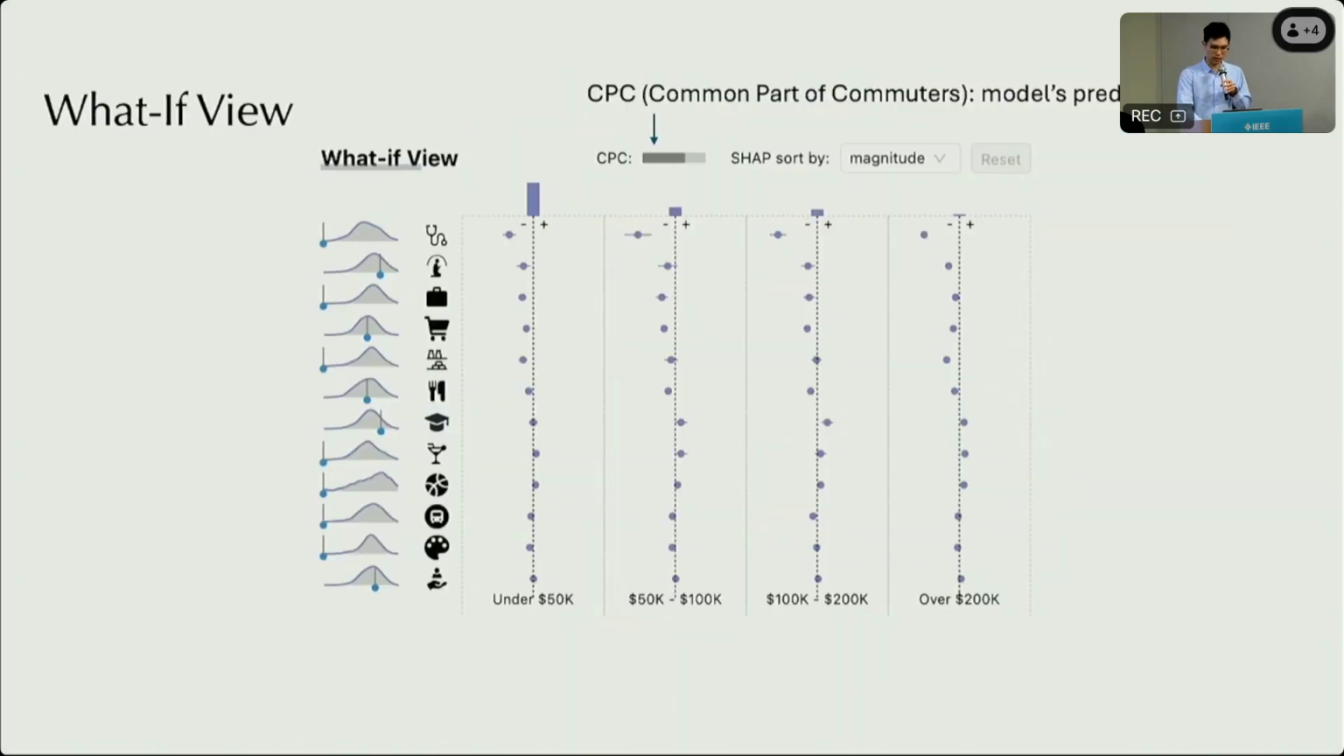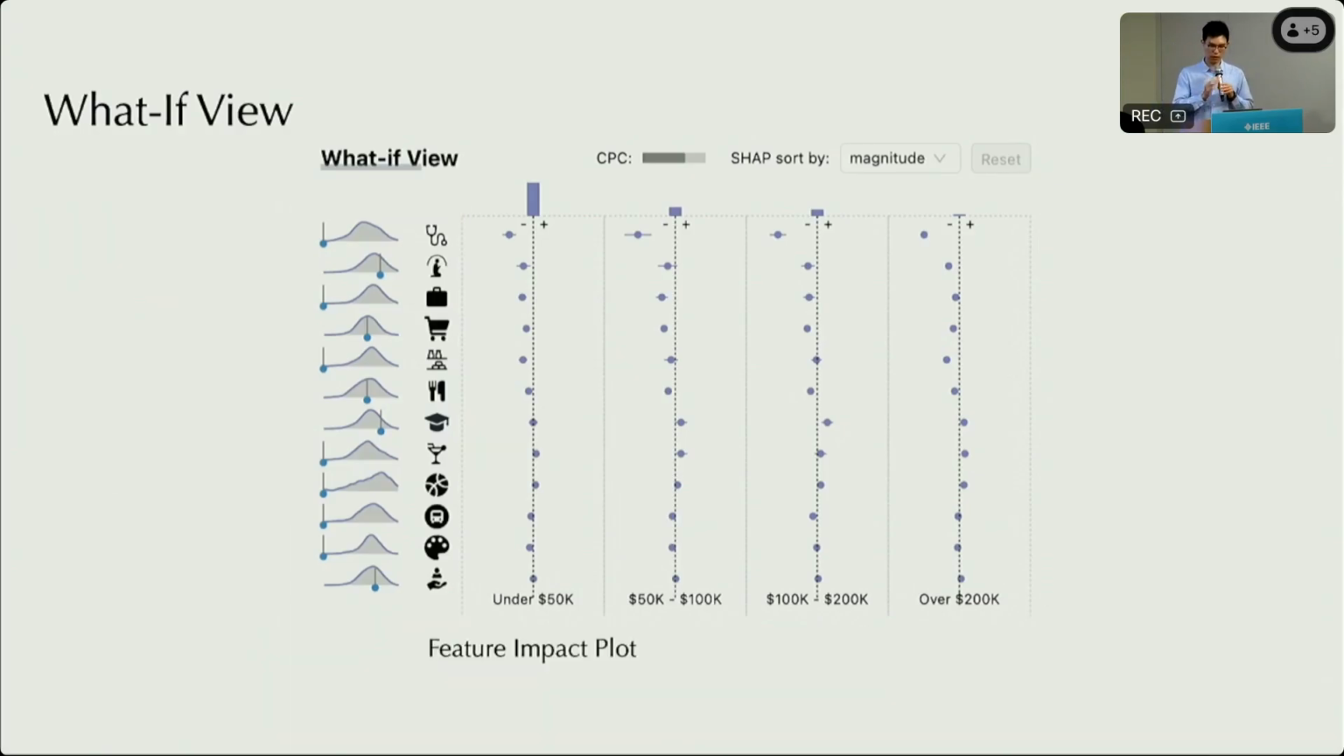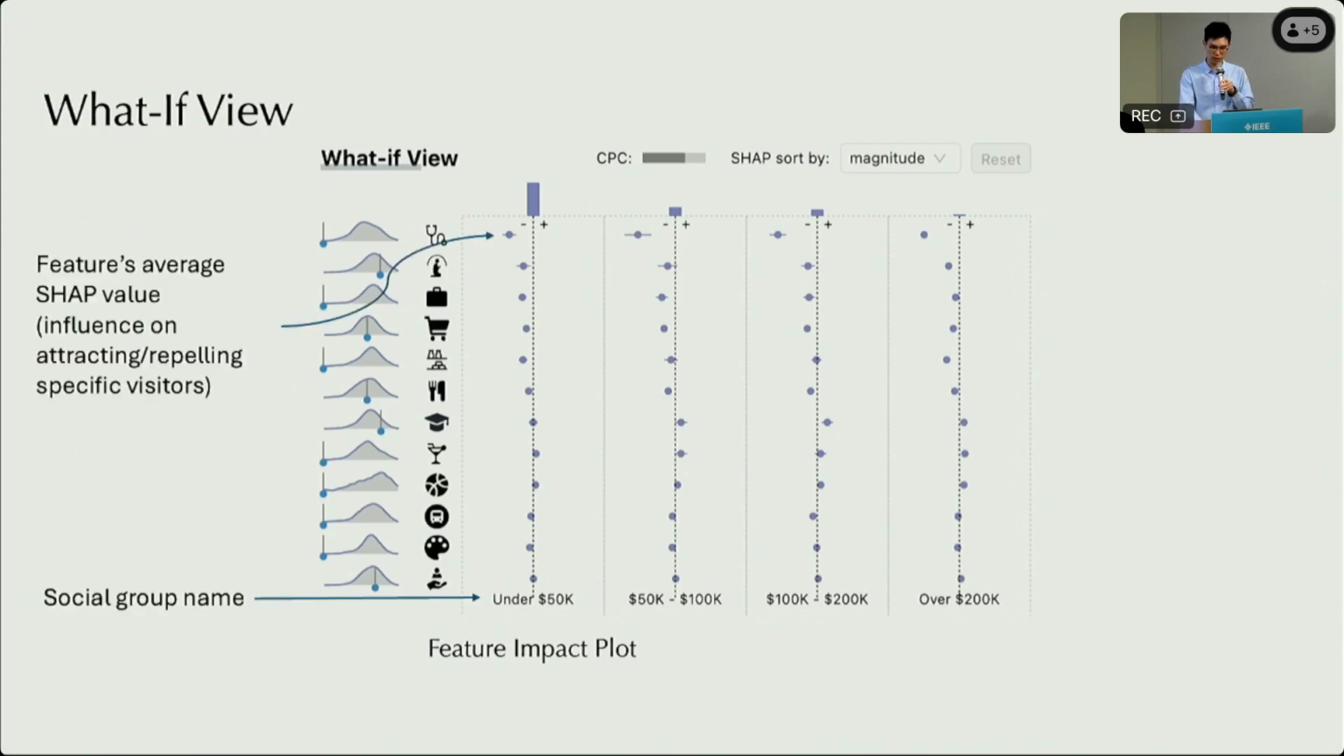Let's move to the what-if view to find out how to open the black box of the deep learning model to help us understand influential features. The CPC score at the top indicates the model's prediction accuracy for the target CBG. The feature control panel shows distributions for POI features across the city. The vertical lines indicate the target CBG's current value. On the right are feature impact plots, one for each social group. Dots show the average SHAP value for each feature, which is its average impact on attracting or repelling that group.